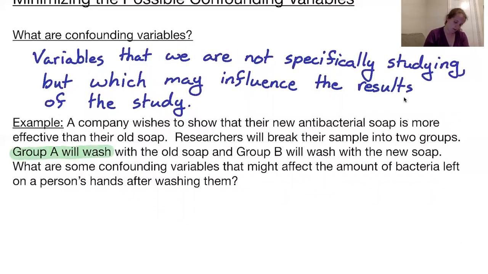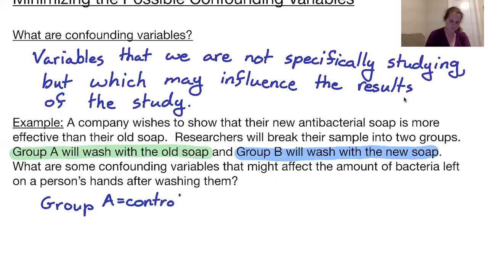So in this case, Group A, washing with the old soap, is essentially supposed to be our control group. That's what we're trying to compare to. And Group B, washing with the new soap, will be our treatment group. So Group A is our control group. Group B is our treatment group.